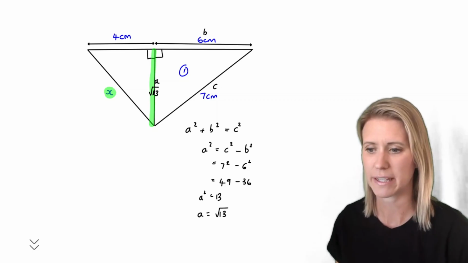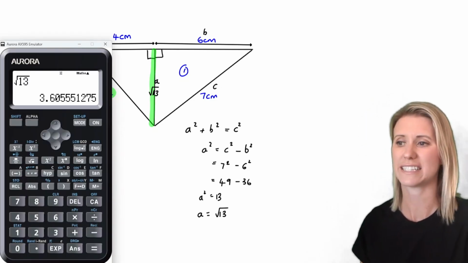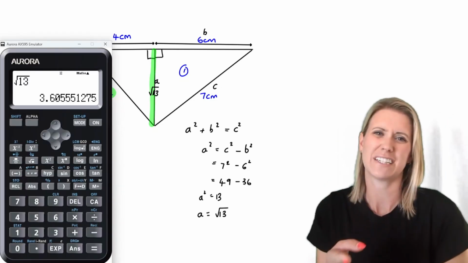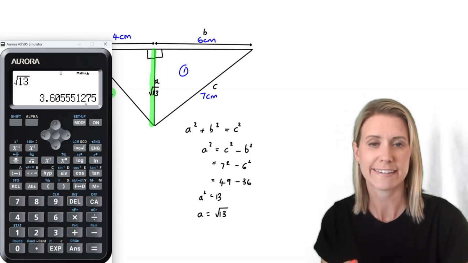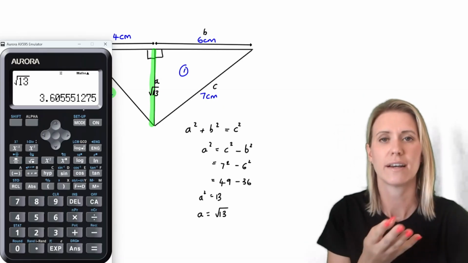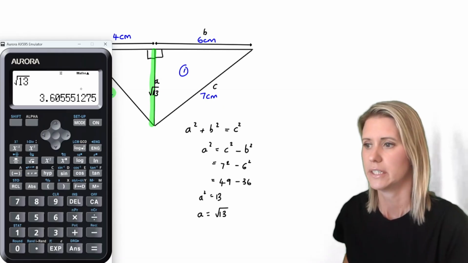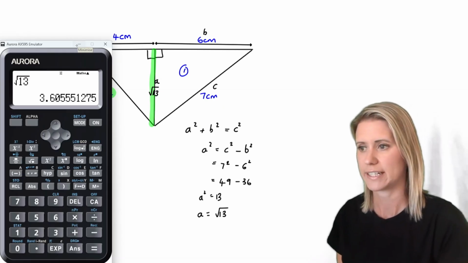Now, for the purpose of this question, I'm going to leave it as the square root of 13, because if I put that into my calculator, I'm going to get a long decimal here that if I round it, I'm just making it more inaccurate as I go along in the rest of the question. So I need to keep the full answer for as long as possible. So we're keeping it as square root 13.